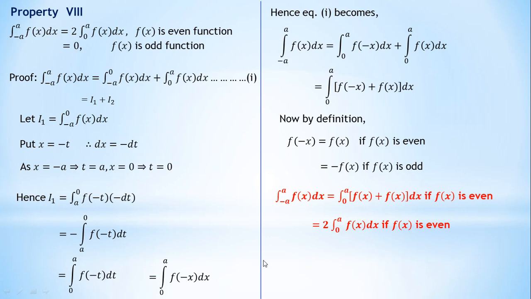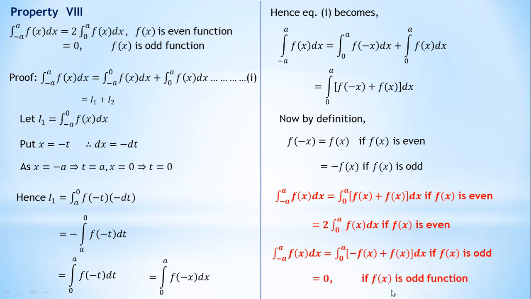Now in case of odd function, the integration minus a to a f of x dx becomes, see here, now f of minus x can be written as minus f of x. See here carefully, f of minus x can be written as minus f of x plus f of x as it is if f of x is odd. Now here minus f of x plus f of x means 0. So hence we get 0 if f of x is odd function. So this is the property number 8.